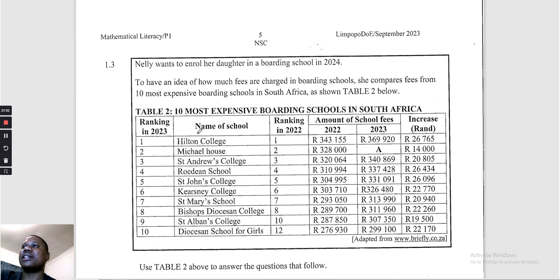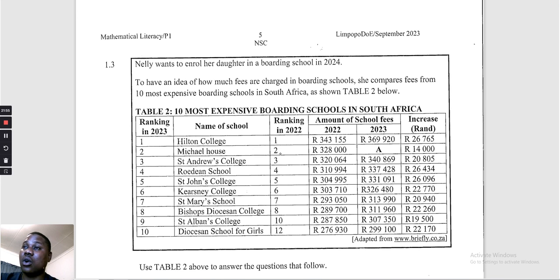Then we jump to 1.3. So 1.3, they say Nelly wants to enroll her daughter in a boarding school in 2024. To have an idea of how much fees are charged in boarding schools, she compares fees from the 10 most expensive boarding schools in South Africa as shown in table 2 below. So there is table number 2. We have 10 schools, Hilton College, Mitchell, and so on. Then we have the ranking. So they are showing you that this school is ranking at number 1, number 2, number 3, up to number 10, number 12. I don't know what happened to number 9 and 10.